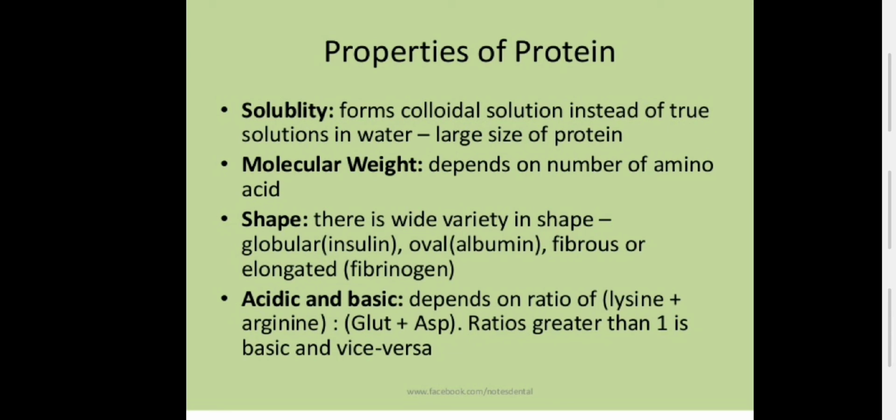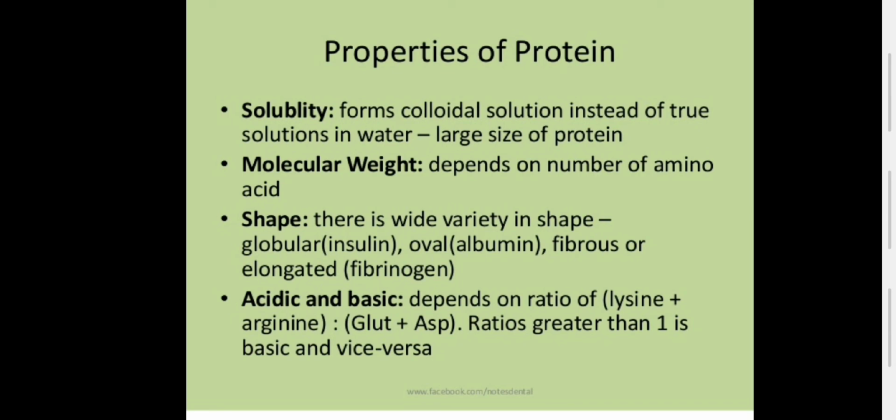Why? Because, as I've said, the building blocks of protein, which are amino acids, exist as zwitterions. When we say zwitterion, again, it is basically a dipolar ion that carries both negative and positive charges, and it carries both acidic and basic properties. So always remember that.